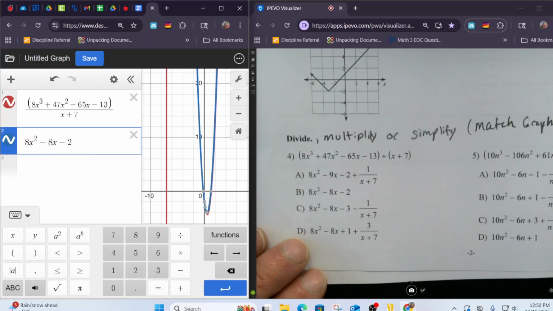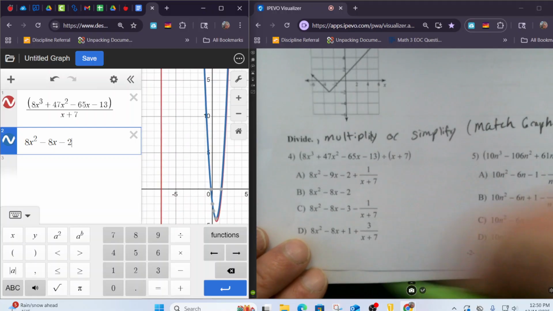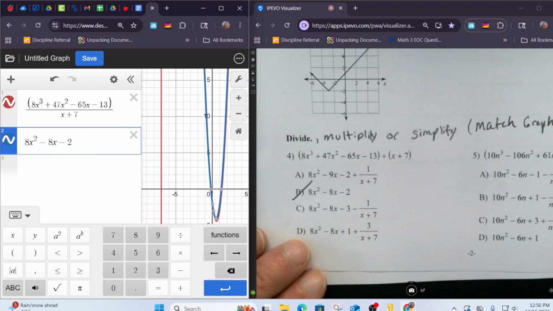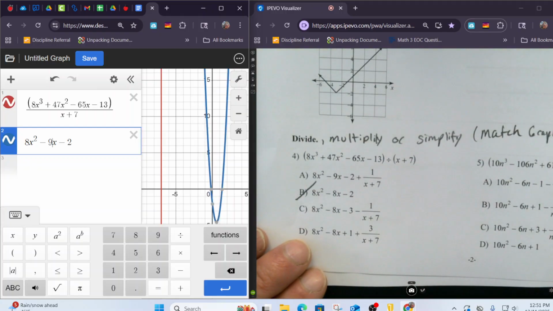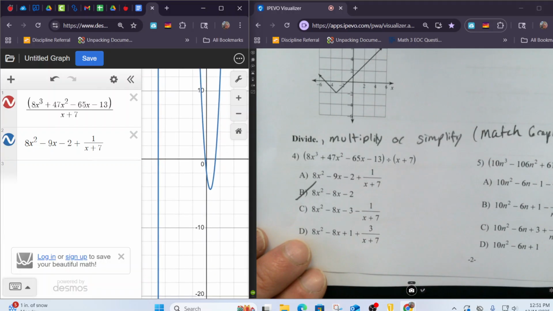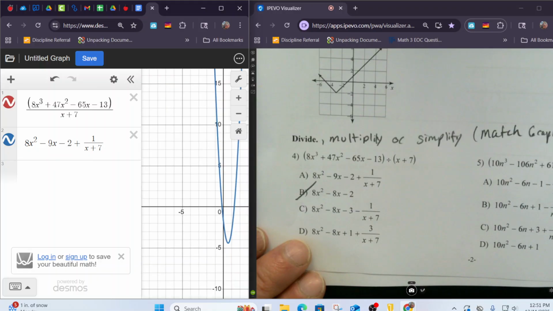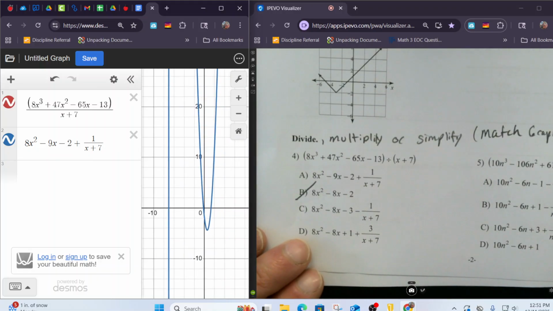Okay, I typed in B. Is that anywhere near the red graph? No. So you know B's not right. I'm just going to go in alphabetical order now. All right, what about A? Does the graph match, right? Exactly. Yes, it does. I would look at it a couple times, maybe zoom in on it a little bit, but that graph actually matches perfectly with the original graph.